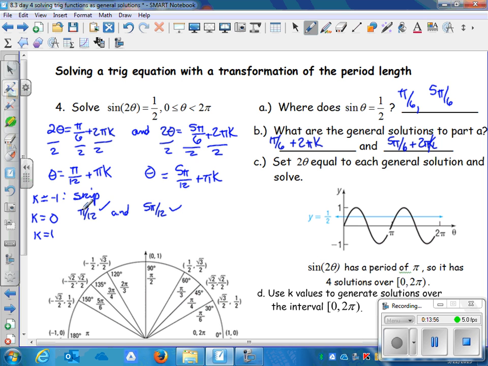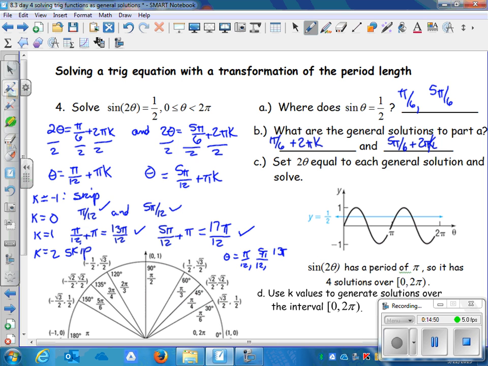So now we're going to try k equals 1. So I'm going to put a 1 in here, so I have pi over 12 plus pi. And simplifying that is going to give you 13 pi over 12. And on the second one, 5 pi over 12 plus pi is going to give you 17 pi over 12. And both of those work as well. When you try to do k equals 2, when I put a 2 in for k, I get 2 pi right here. 2 pi plus anything else that's positive is going to exceed the domain restriction. So I'm going to skip 2 because it won't generate a value. So I have 4 solutions, and I'll write those out. So theta equals pi over 12, 5 pi over 12, 13 pi over 12, and 17 pi over 12.